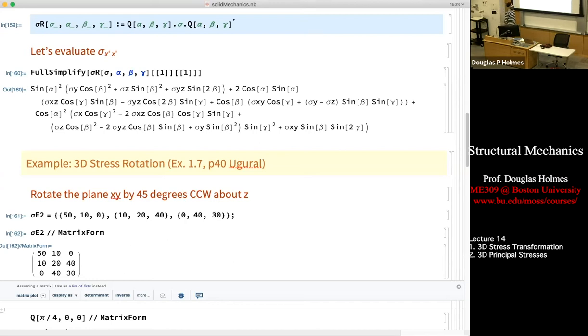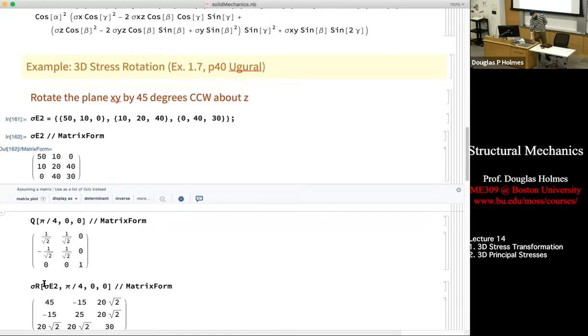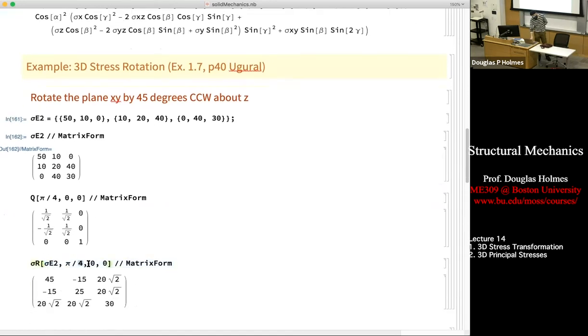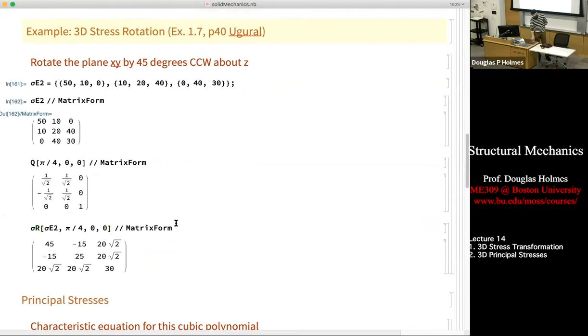If 90 degrees is pi over 2, then 45 degrees is pi over 4. And so our Q rotation matrix is just going to be pi over 4. Alpha is going to be the angle, right? Because we rotated around the z-axis. And so that's just going to spin around alpha. The rest is 0. And so you just get some trig results here. And then your rotated stress state takes in your original stress state and then the angles, and you get something like this.